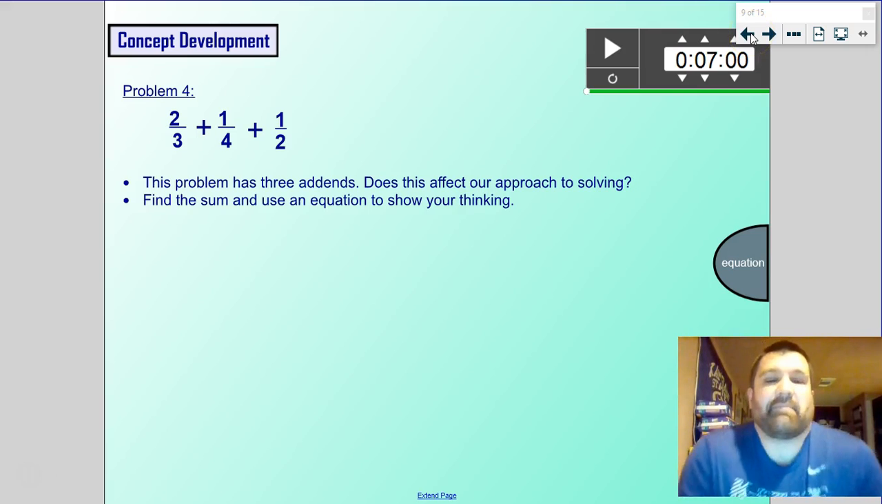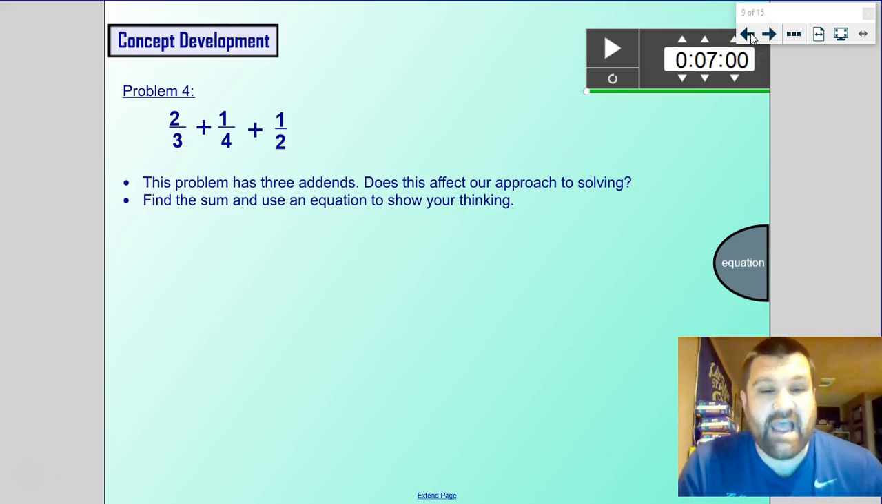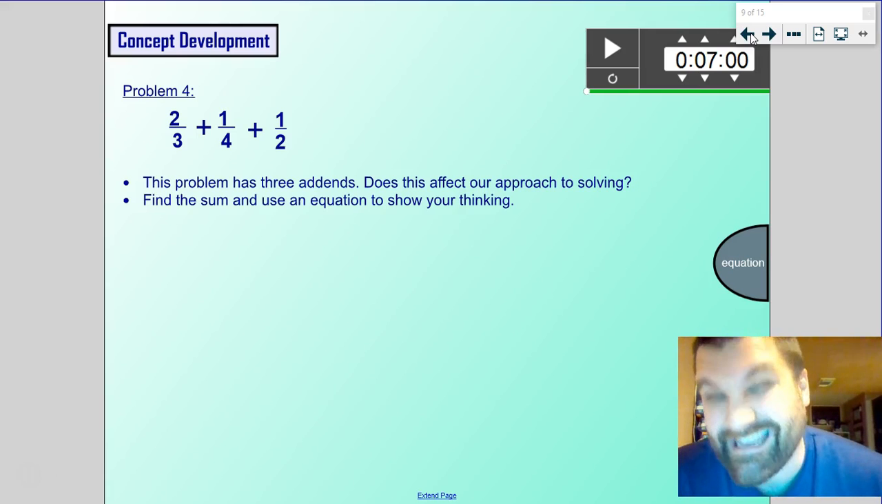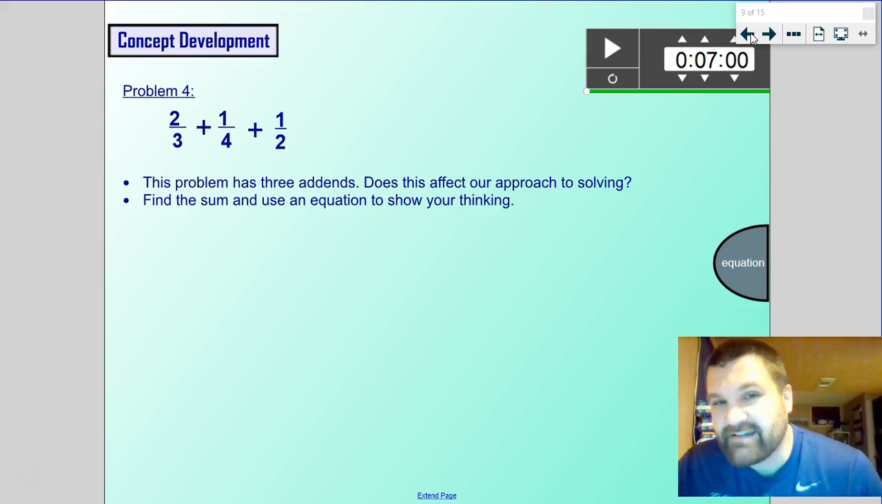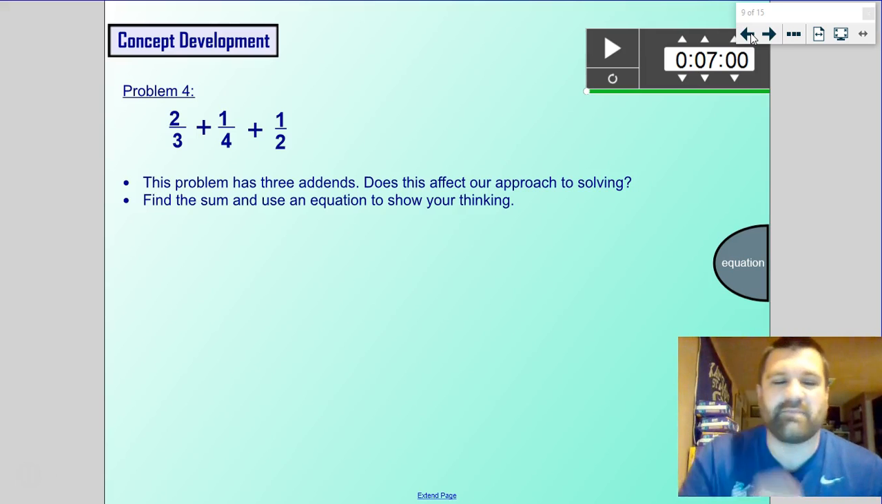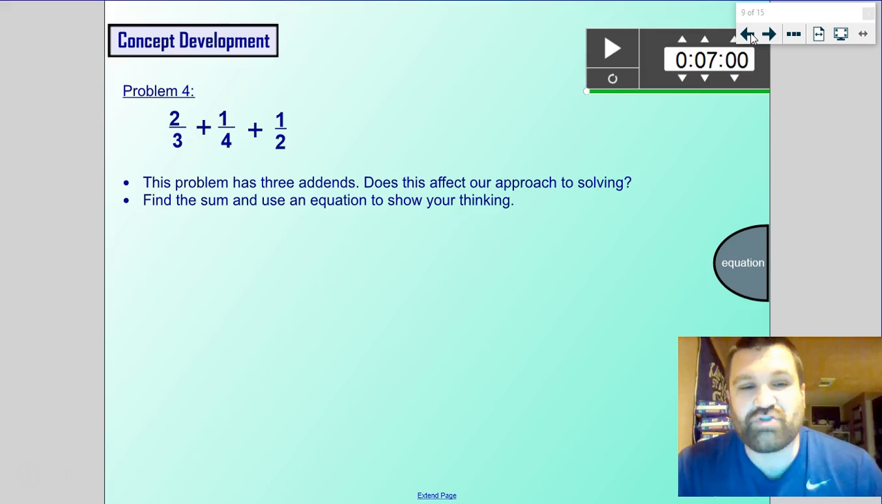Okay, problem number 4. So now we have 3 addends, which means basically you just have 3 problems we're adding. So we have 2/3, add 1/4, add 1/2.